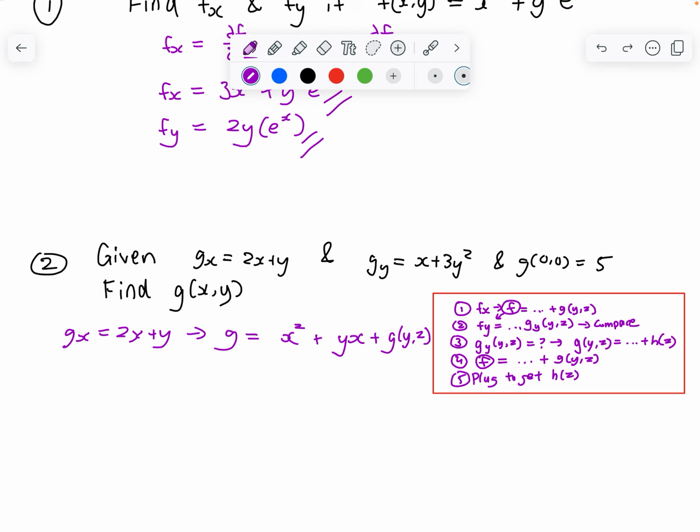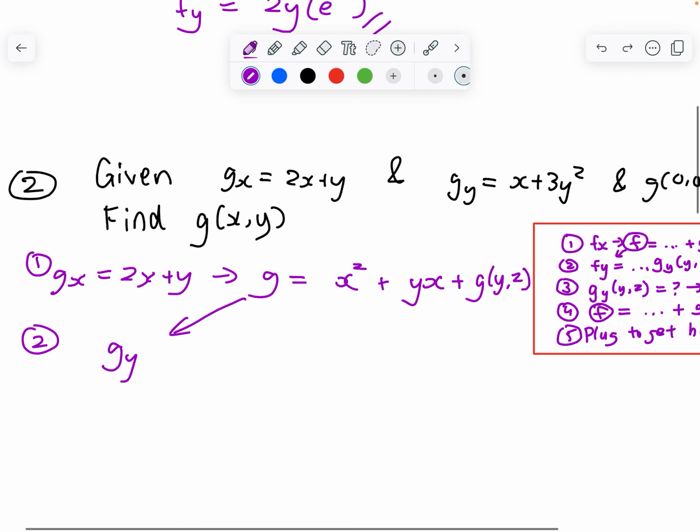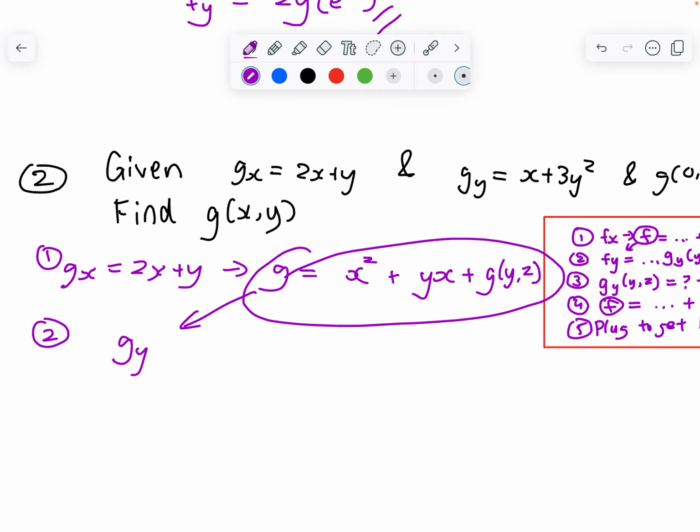After our first step, our second step is to find fy based on what we found here. So from here, we gotta find gy. Here is where things get messy because we notice that we are given what gy is, but we want to first find it out ourselves so then we can compare. So ignore the question for now and only compute gy based on this equation.